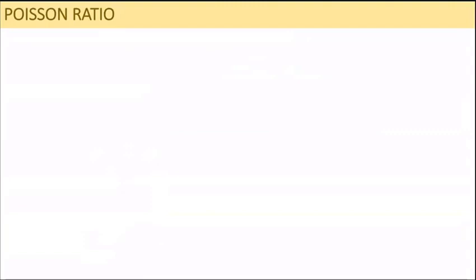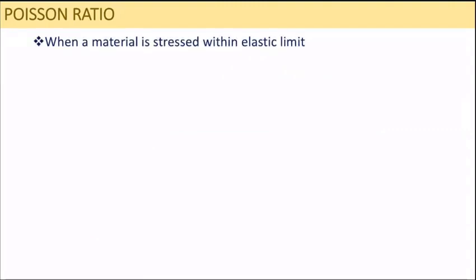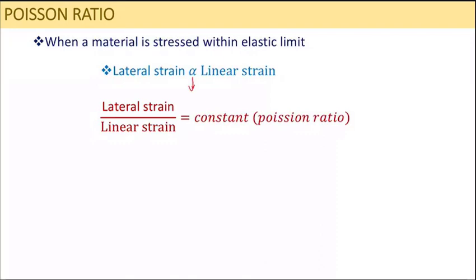Next, let's see Poisson's ratio. When a material is stressed within the elastic limit, lateral strain is proportional to the linear strain. So we can eliminate this proportionality by equating it with some constant. That constant is called Poisson's ratio. Poisson's ratio is the ratio between lateral strain and linear strain. Normally it is denoted by 1 by m or mu.